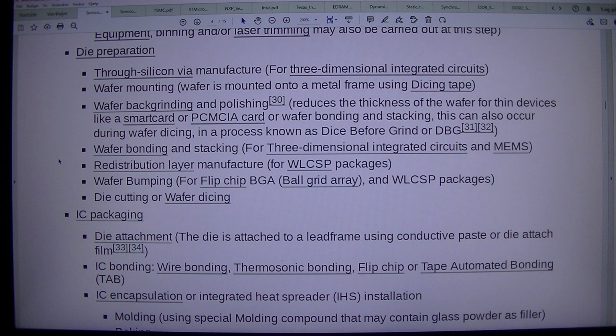Redistribution layer manufacture, for WLCSP packages. Wafer bumping, for flip chip BGA, ball grid array, and WLCSP packages. Die cutting or wafer dicing.